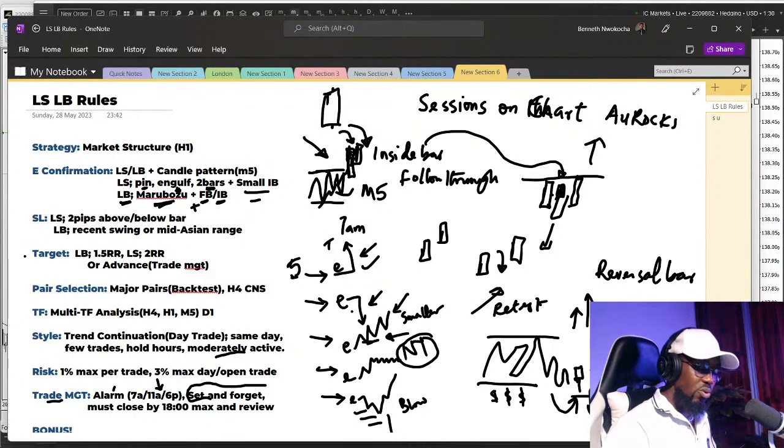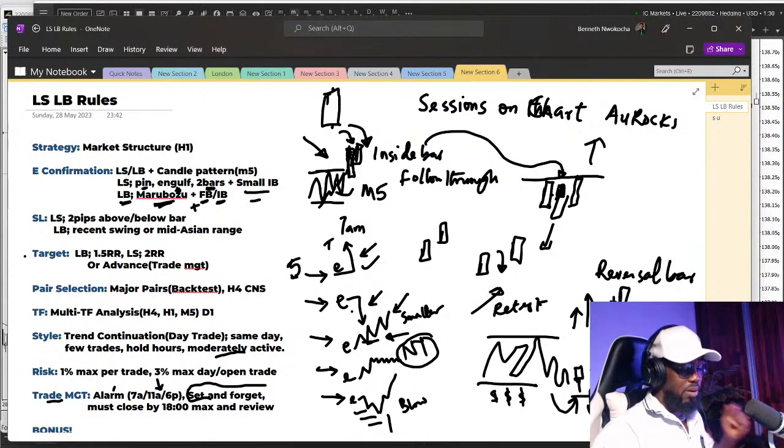All right. So of course, the third one is the indecision bar, followed by an indecision bar like this, followed by a trend bar. These are the 3 bars we want to see.